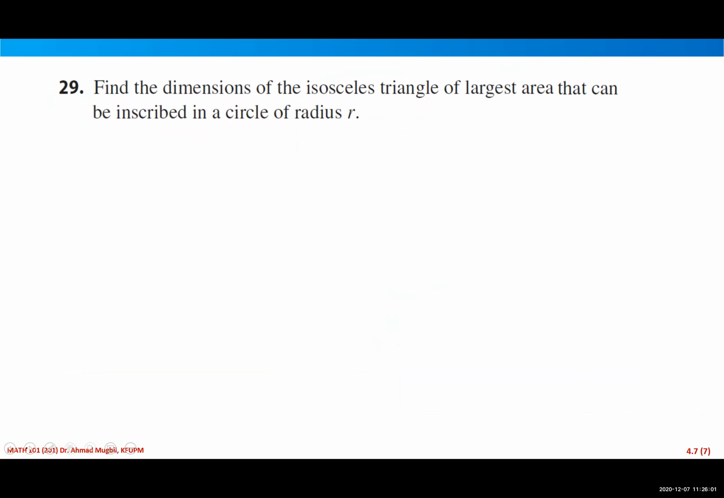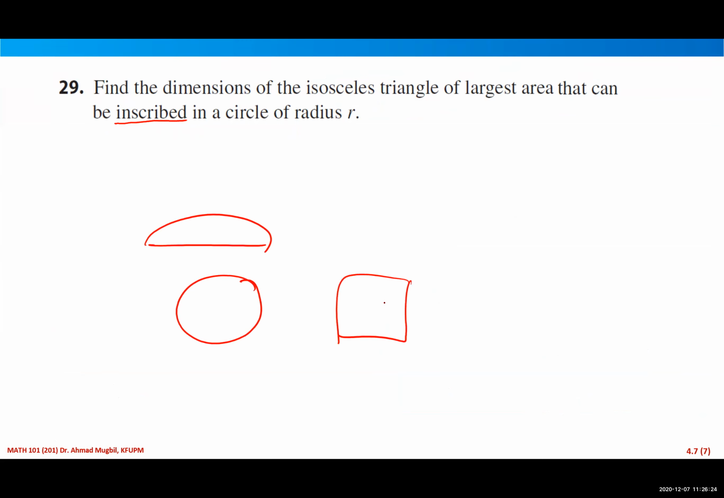Find the dimension of the isosceles triangle for largest area that can be inscribed in a circle of radius r. This is a very important question, and I have noticed also that it is repeated. It is an example in your book, and also it is repeated in the old exams. Always, you may have a semicircle, a circle, a triangle, a square, a rectangle, whatever, and you have something inscribed inside it.